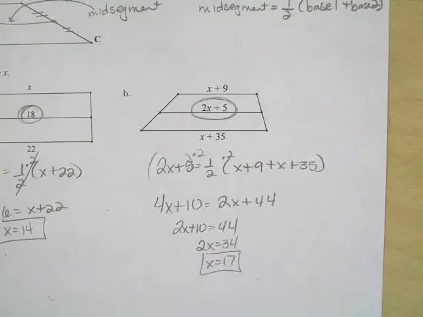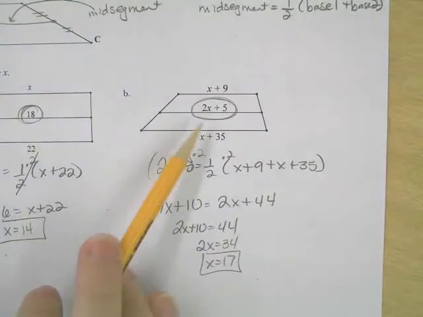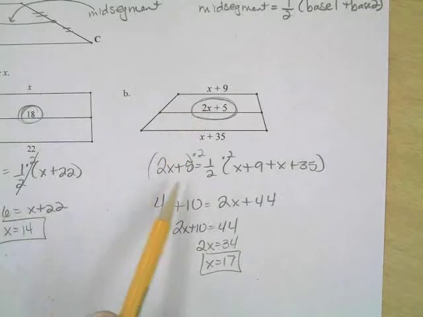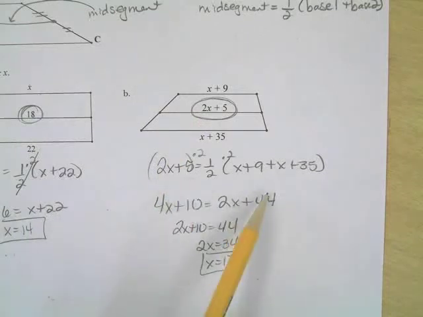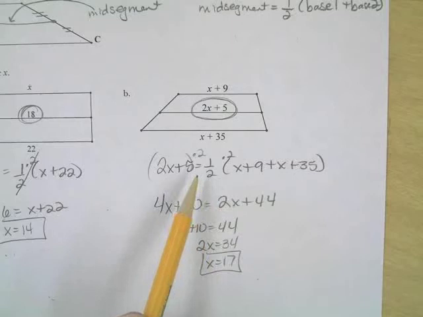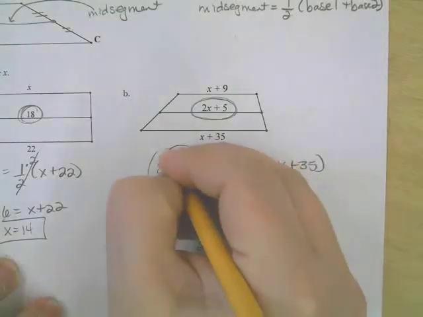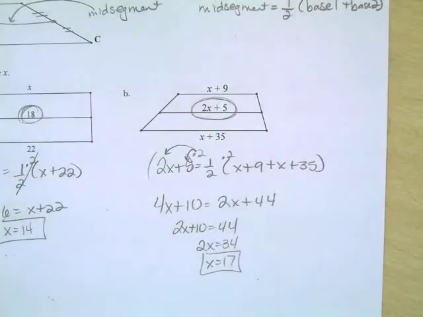Okay, so our mid-segment is here. Our mid-segment equals half the sum of the two bases. Well, to get rid of this half, I multiply by 2. Now, this is something you have to be careful about. You have to multiply everything on this side by 2. So I actually get 4x plus 10 is equal to 2x plus 44.